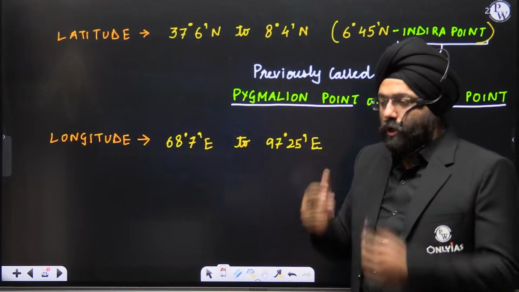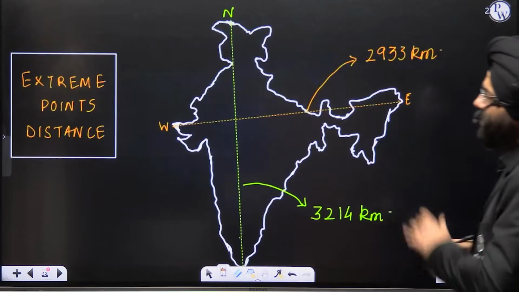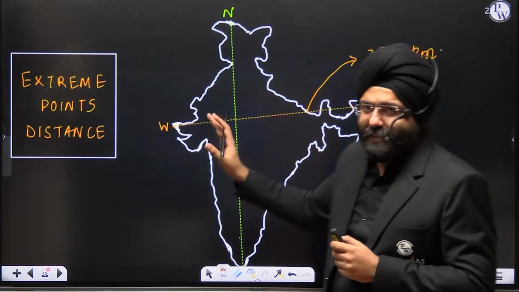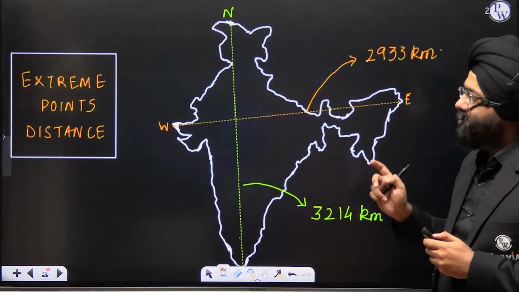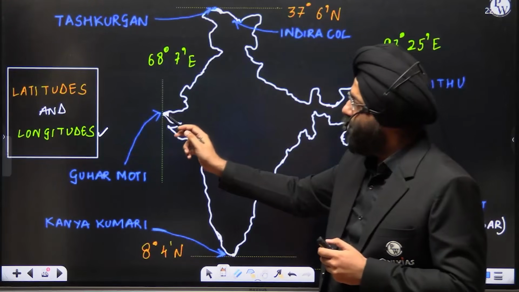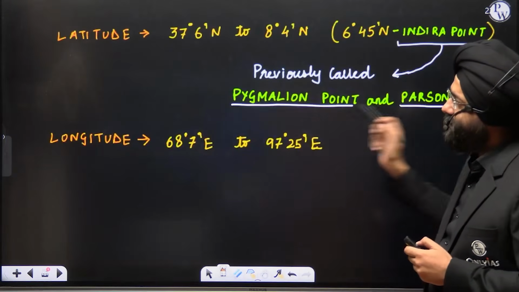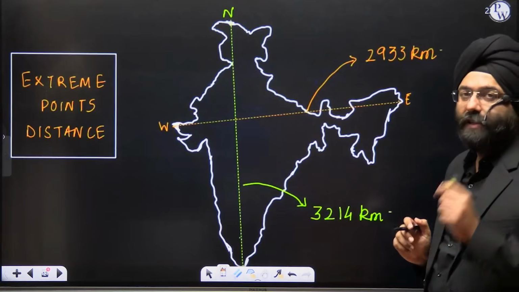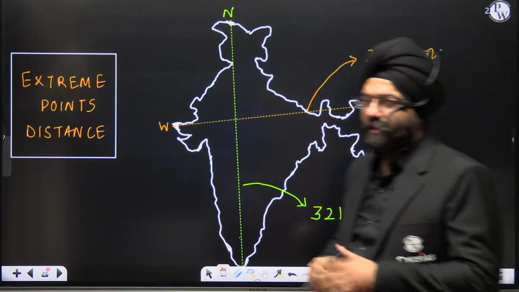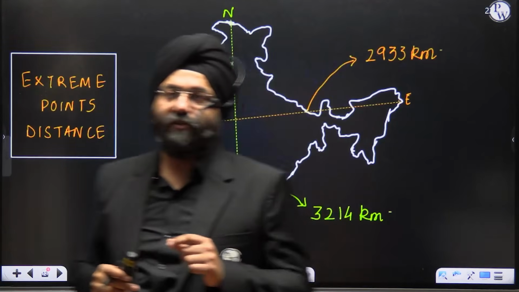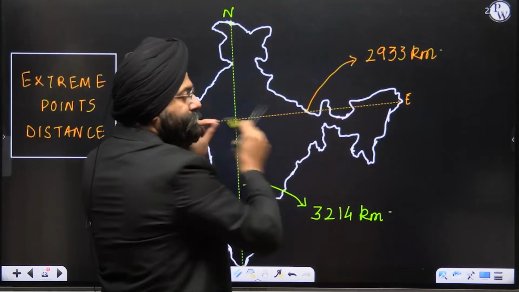Let's move on to the further aspects when we study India. Now, we have already seen what is the westernmost point and what is the easternmost point. We have seen the point here from Guhar Moti till Kibuthu. Now, what is the distance between these two points? That means the west-east distance, it is 2933 kilometers. 2933 kilometers is the maximum extent, that is east to west distance.